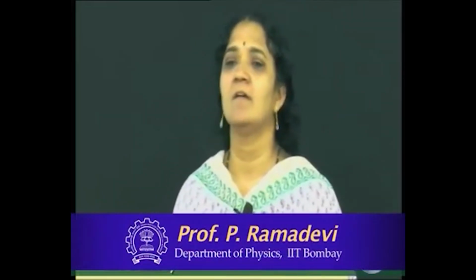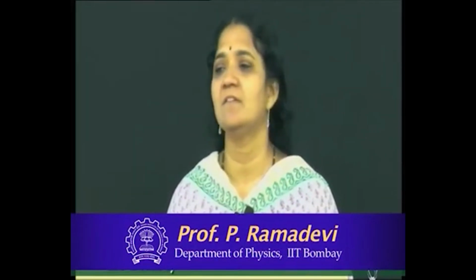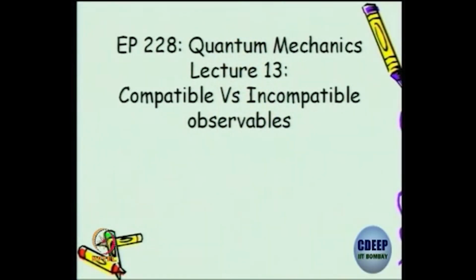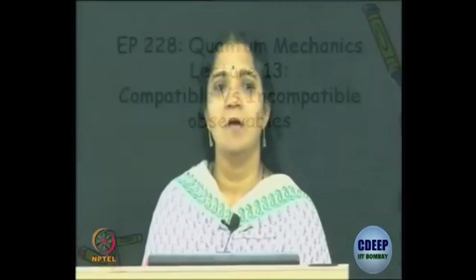So today let's first recap what we had done in the last few lectures, and then my theme today will be that even among the observables you can separate them into compatible observables and incompatible observables. This is the theme for today's lecture. Before I get on to this, let's recap some of the things which we know.